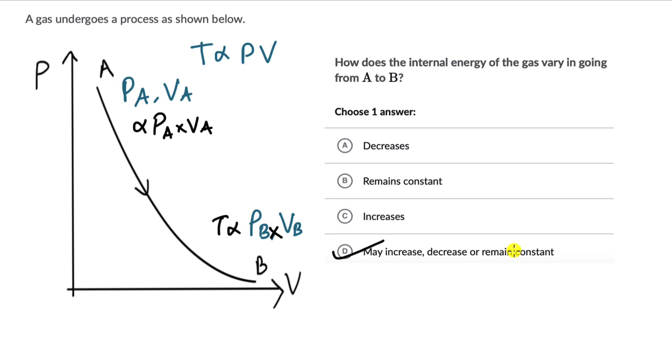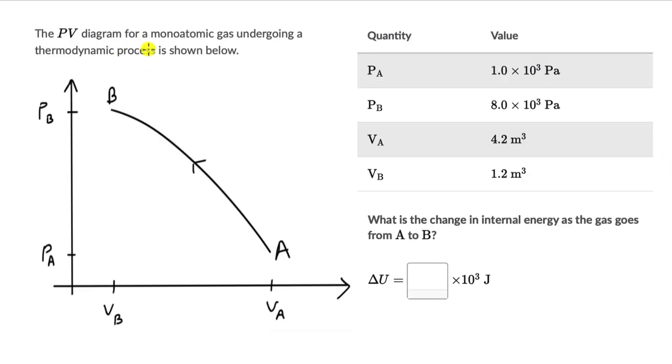Okay, let's look at one more question. Here we have the PV diagram for a monoatomic gas undergoing a thermodynamic process. This gas is going from point A to point B, and we know the values of PA, PB, VA and VB. The question is to figure out the change in internal energy, delta U, as the gas goes from A to B. All right, pause the video and attempt this one on your own first.